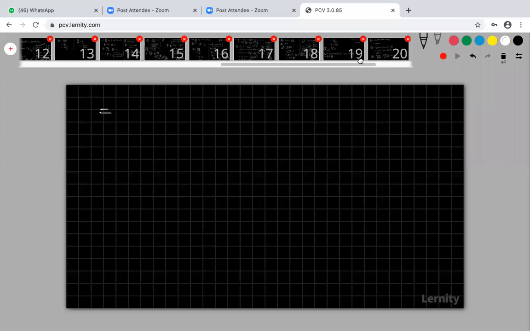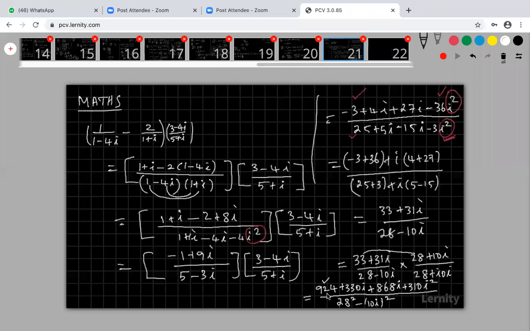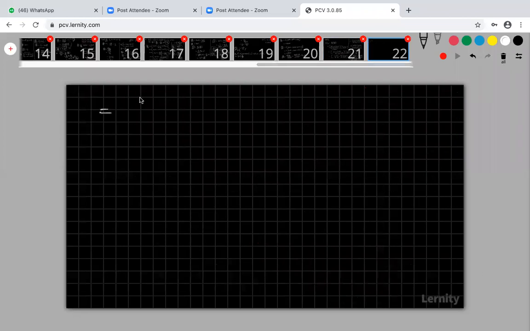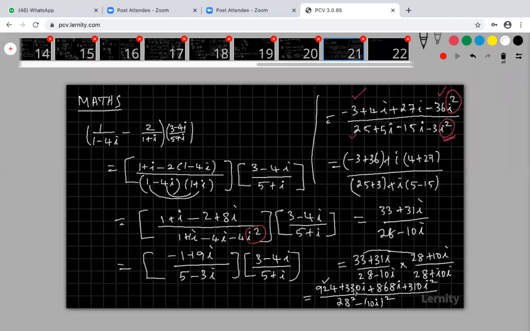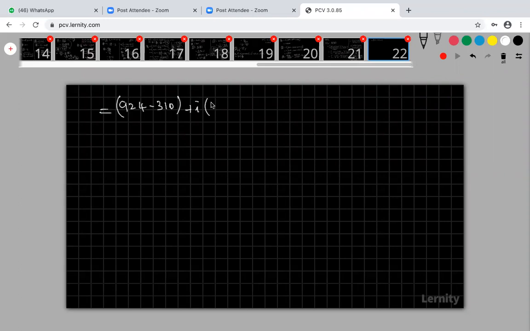Now come to that. What is my real part? Here 924, here minus 310. Why? My i square is minus 1. So this is my real part. Plus, come to that imaginary part, i. So here 330 plus 868.